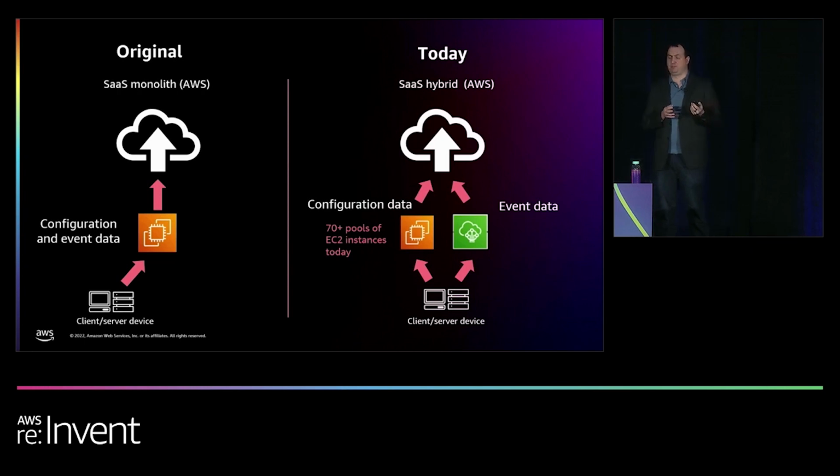Today alone, we have 70 plus clusters of EC2 instances just to support our current customer base. We couldn't scale that without driving our costs up, which then means we drive our customer costs up, just in pure operational costs alone. So we chose to offload a lot of that to AWS.